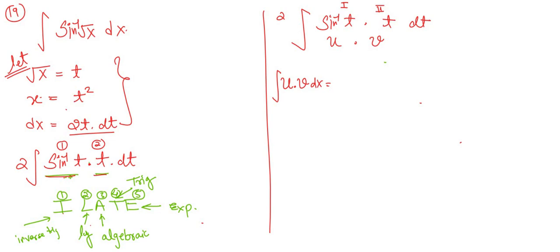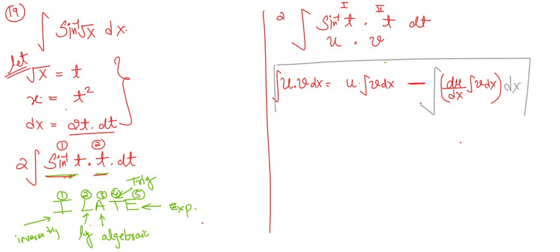The formula is, write it carefully: u as it is, integration of v, minus derivative of first, integration of second, and integration of this whole thing. This is the formula. Remember it carefully. This is what we use for u into v. Okay, so I will apply this here.